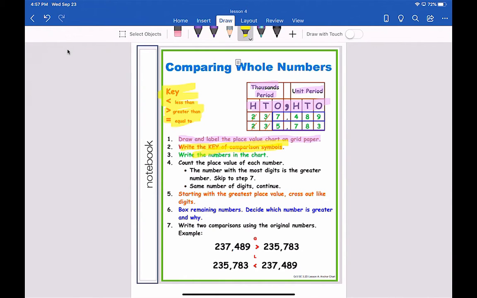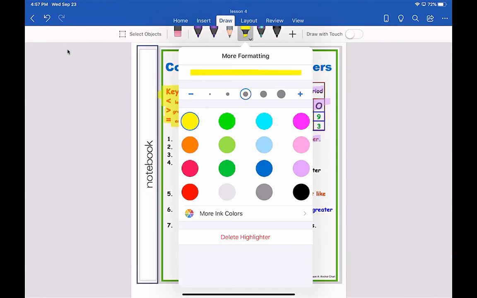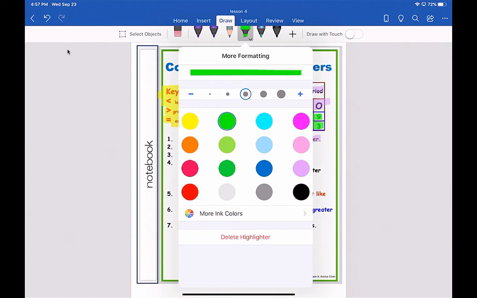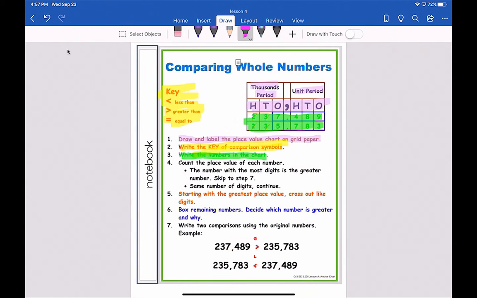The third one is write the number. Basically, check the numbers that we want to compare and write them down on the anchor chart, on the place value chart that we already made. This is write the number. The next step is count the place value in each number.